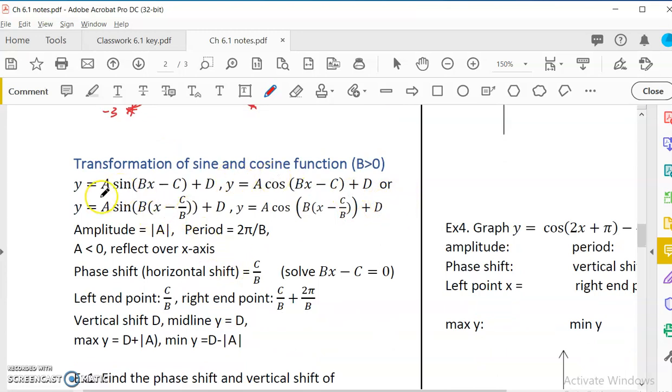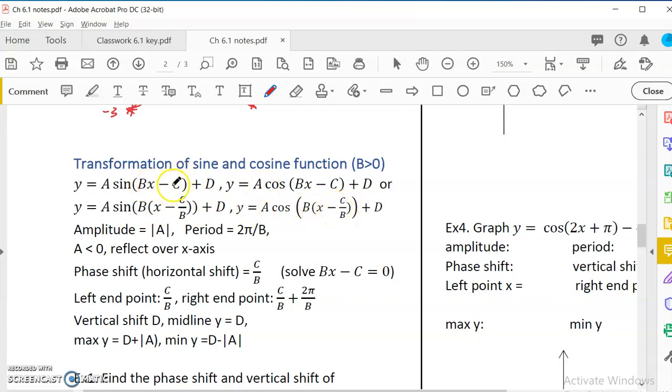And the formula that we employ would be a sine bx minus c plus d. So minus c would be right c. Plus d means up d. For cosine, it will be a cosine bx minus c plus d. And sometimes if it is in factored form inside, we would say b, open parenthesis, x minus c over b, or a cosine b, x minus c over b.